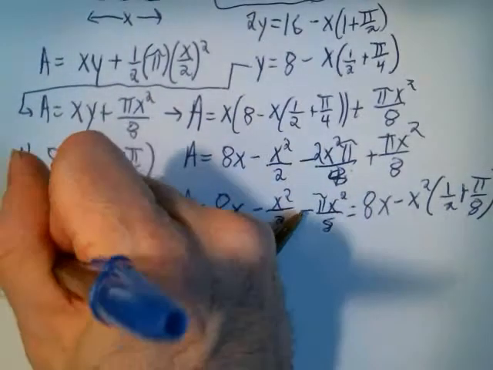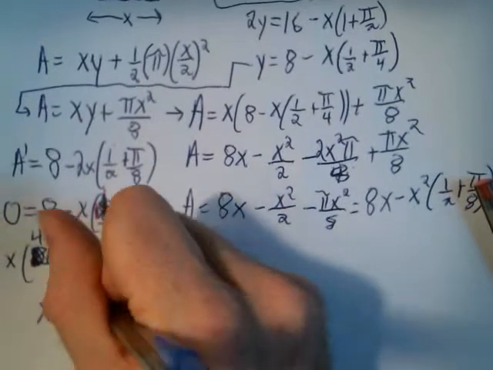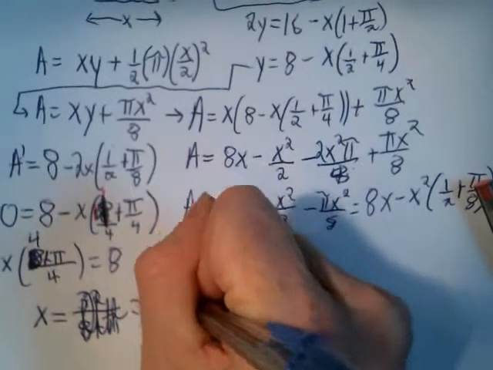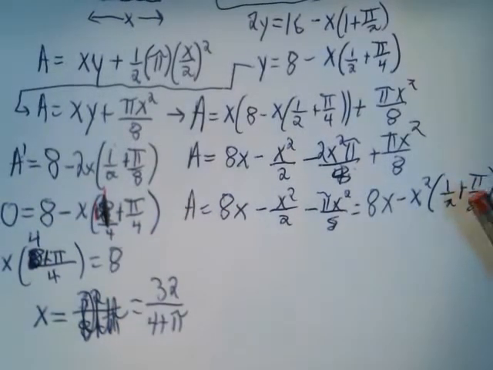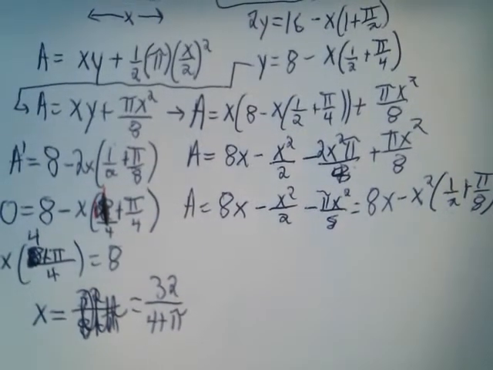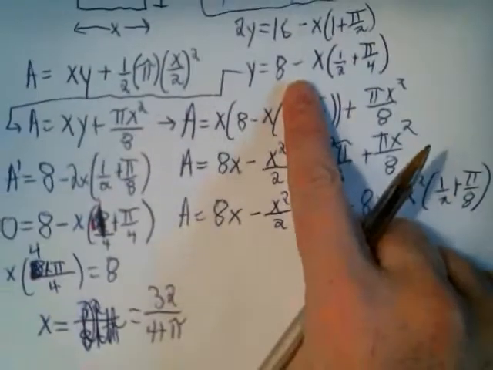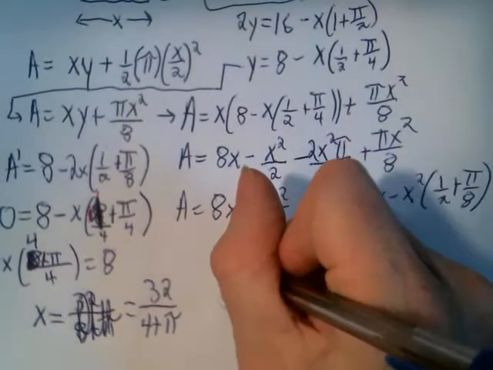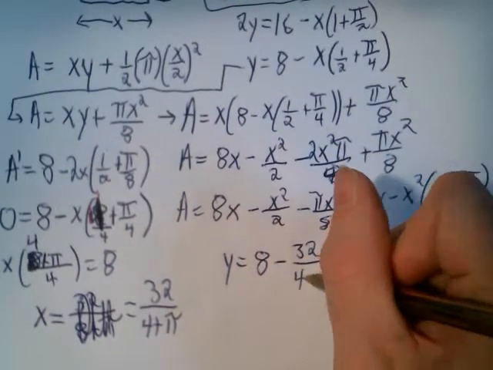So this one is going to be 4 plus pi, and then down here this is 4 in the denominator, 32 over 4 plus pi. Okay, then that's the correct answer. Now zip back and find the y value. So y is equal to 8 minus 32 all over 4 plus pi.